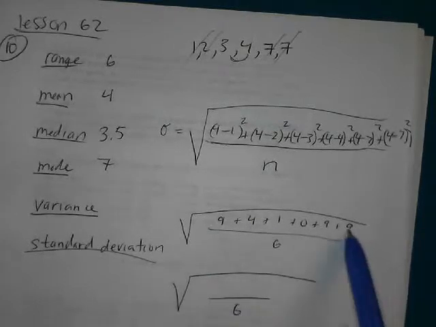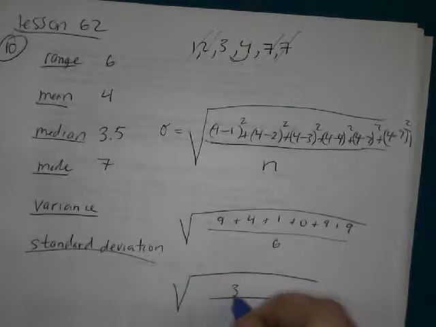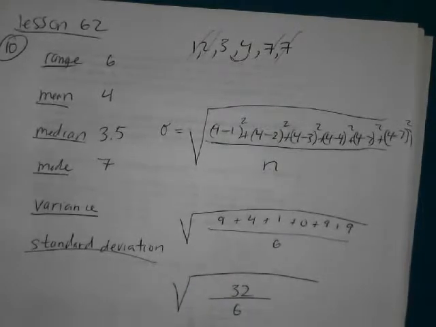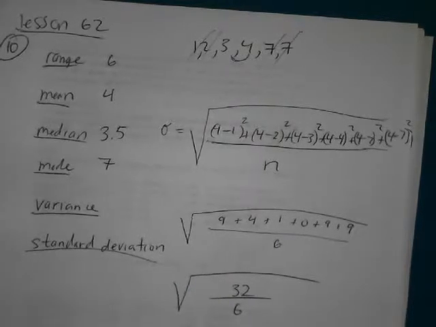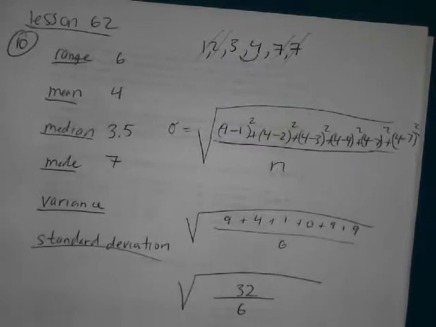Okay, 9 times 3, that's 27. I got 32 over 6. Is this looking familiar? 32. 32. Well, that's like 16 over 3.